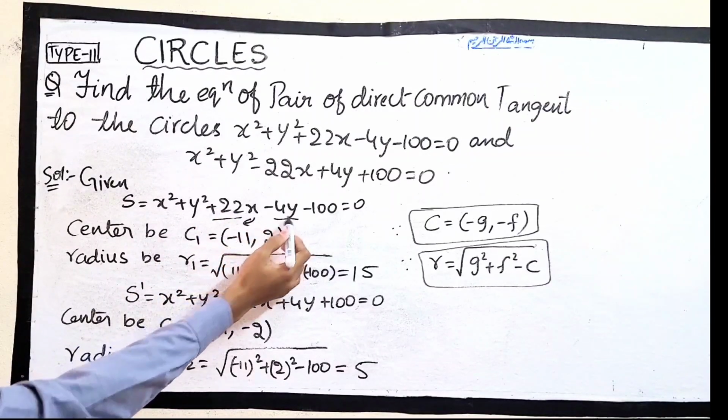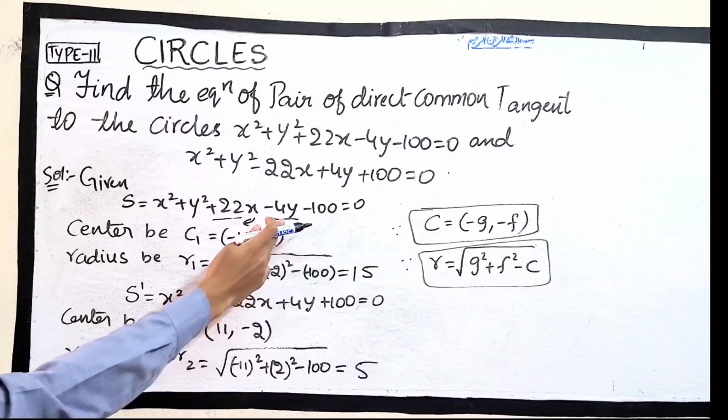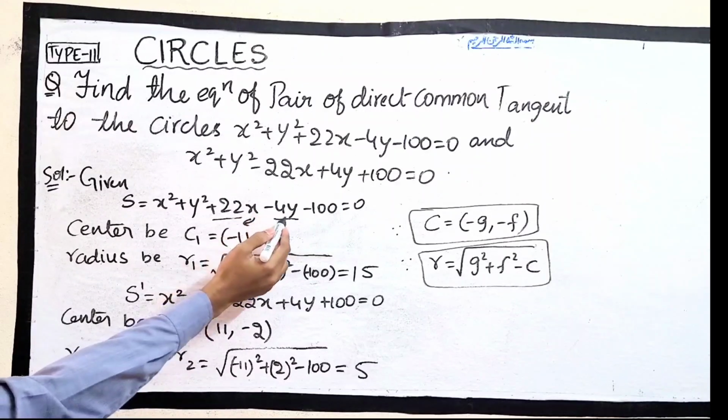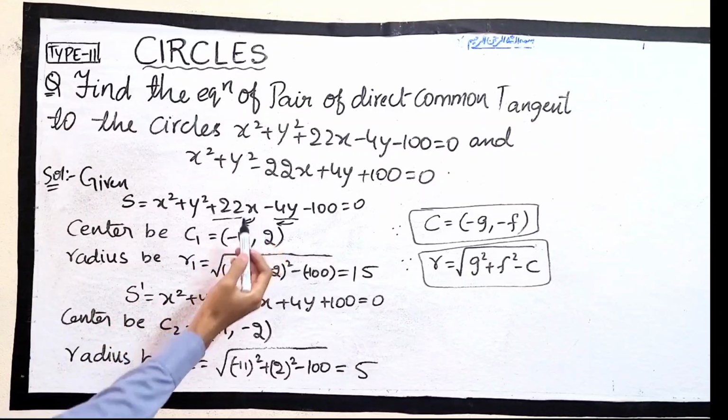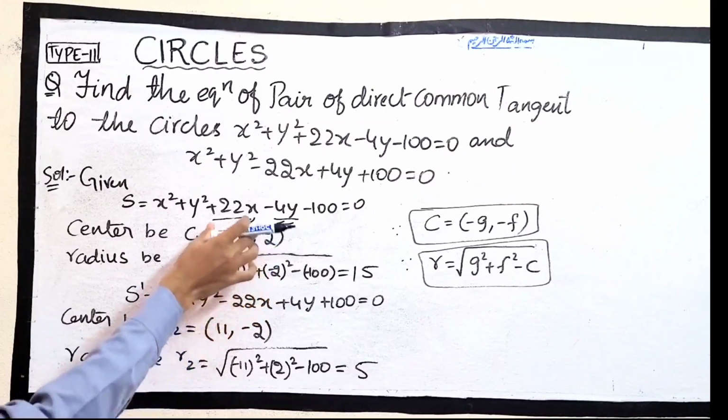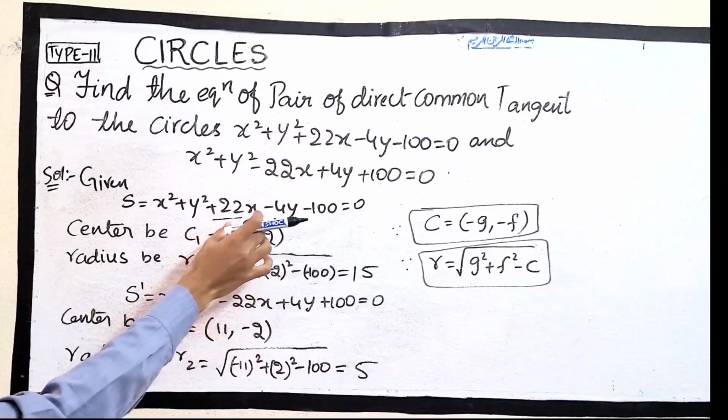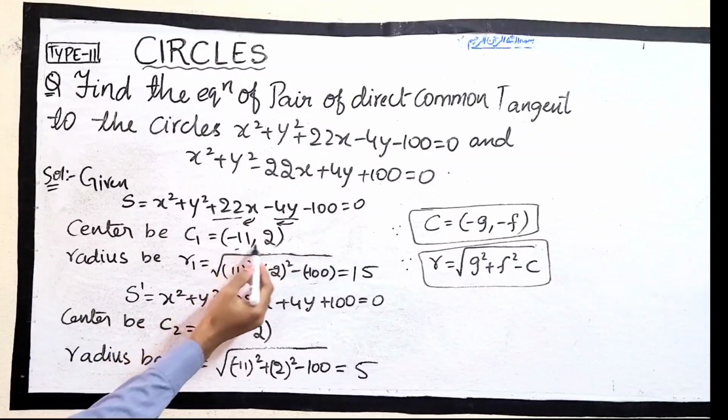And the similar step for getting the f value: change the sign of the coefficient of y, which is minus 4, so it will be plus 4, and divide by 2. So what is the rule? Change the sign and divide by 2 the coefficients of x and y. So you will get the center, right?